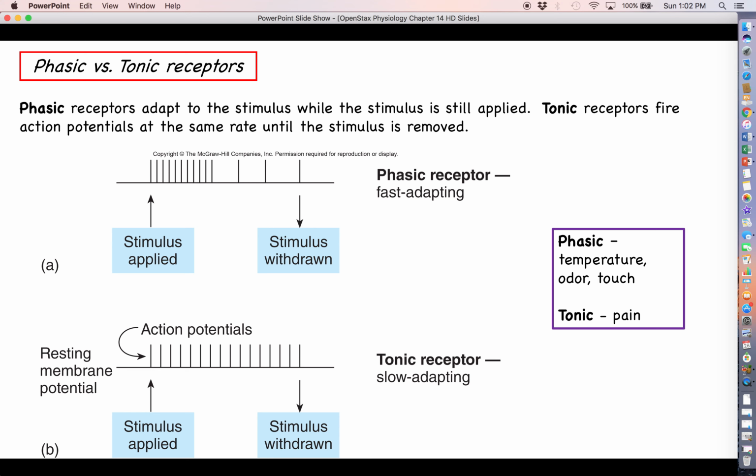The only way pain can be alleviated, absent of taking painkillers, is if the injury heals or whatever is causing the painful stimulus is removed. As long as that painful stimulus is still there, the action potentials will be fired at a very constant rate. And like I said, the only thing that can really take that away is to actually fix whatever is causing the problem, meaning the injury.